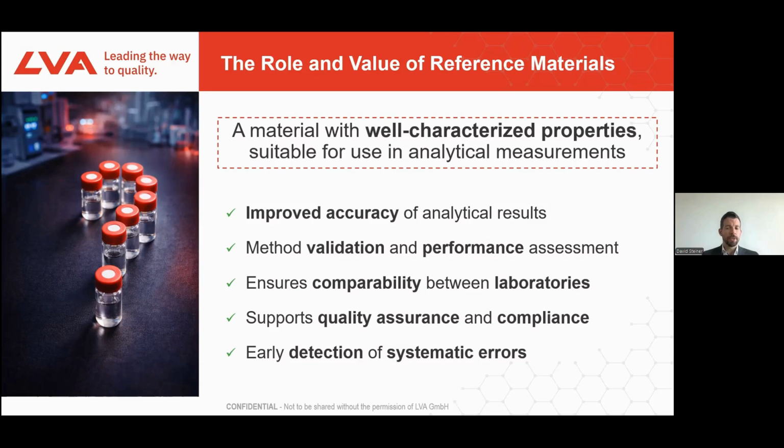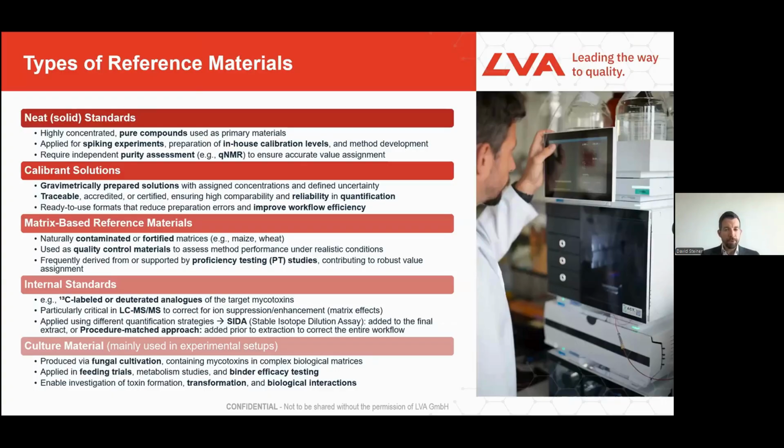And depending on the specific application, different types of reference materials are used. So let me briefly walk you through the most important categories. First we have so-called neat standards, solid standards which are highly concentrated pure compounds. These are typically used for spiking experiments during the method development phase or for preparing calibration levels in-house. However, their reliability strongly depends on an accurate purity assessment.